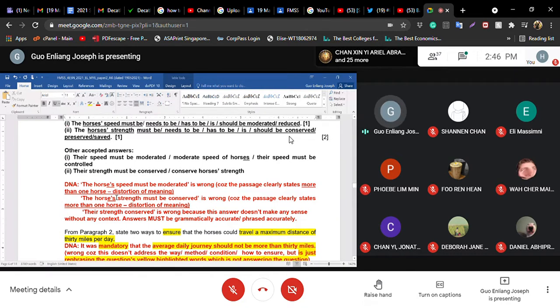Same for the horse's strength. Once again, the idea of strength of only one horse is wrong. Distortion of meaning is 0. So distortion of meaning is always 0.